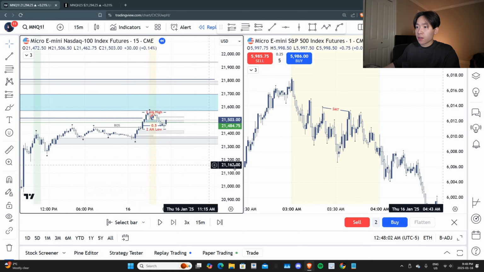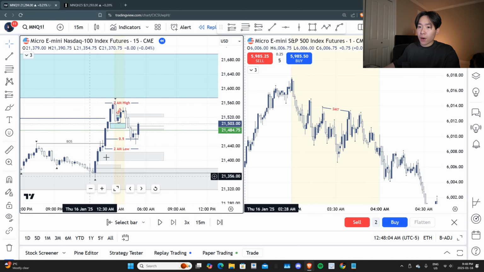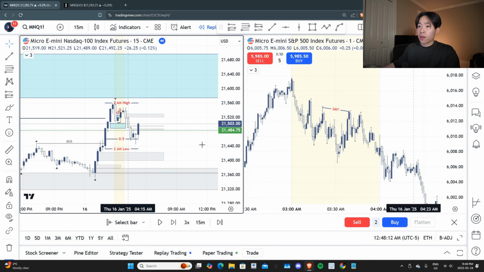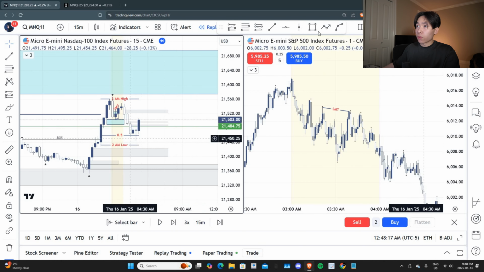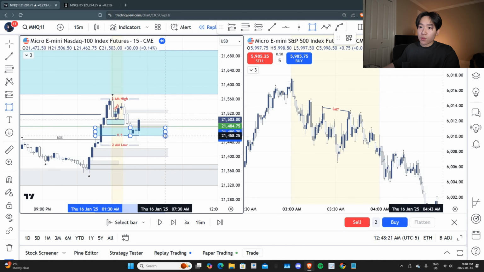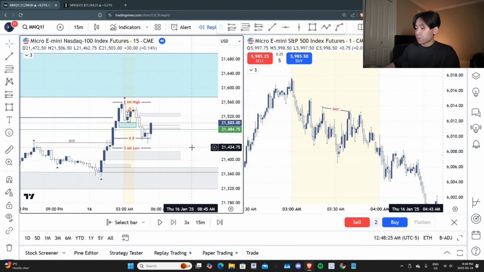On the 15-minute, I draw a fib from the bottom to the top over here, right? So here is the equilibrium, which was a draw on liquidity, along with the 15-minute fair value gap that was resting right here. So this equilibrium was my initial TP, right? We'll go straight to the 1 minute.